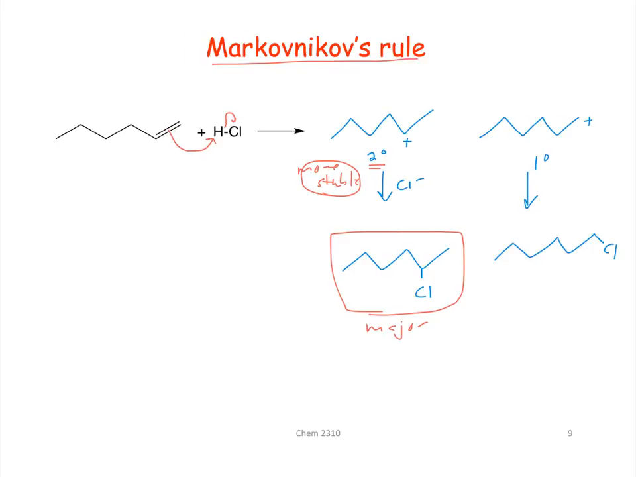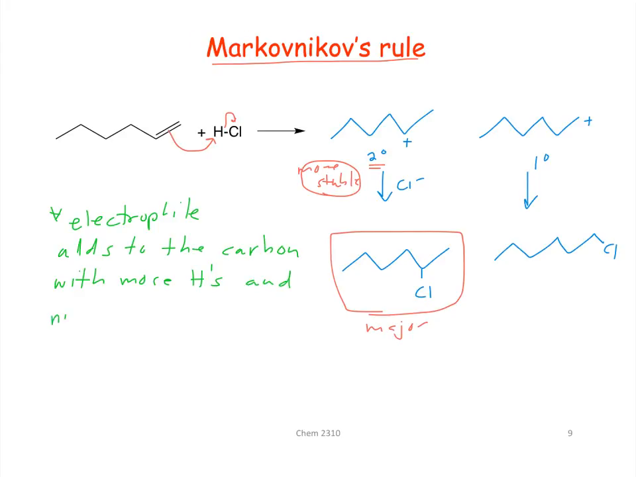In this rule, Markovnikov's rule, what it says is that the electrophile, so that's H here, adds to the carbon of the double bond that has more H's, and the nucleophile adds to the carbon with fewer H's. So this is Markovnikov's rule.